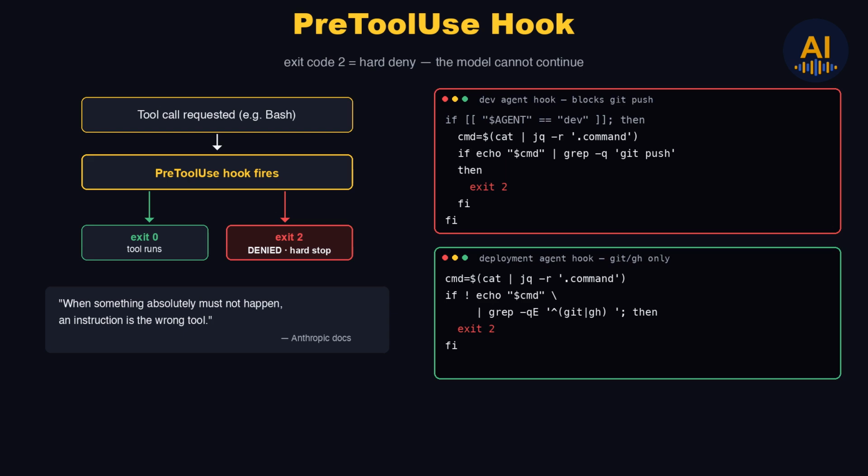The dev agent's hook is simple. If the command contains git push, exit 2. The deployment agent's hook is the inverse. If the command is not a git or gh command, exit 2. 2 hooks, 3 lines each. The entire permission model for your 5-agent pipeline.